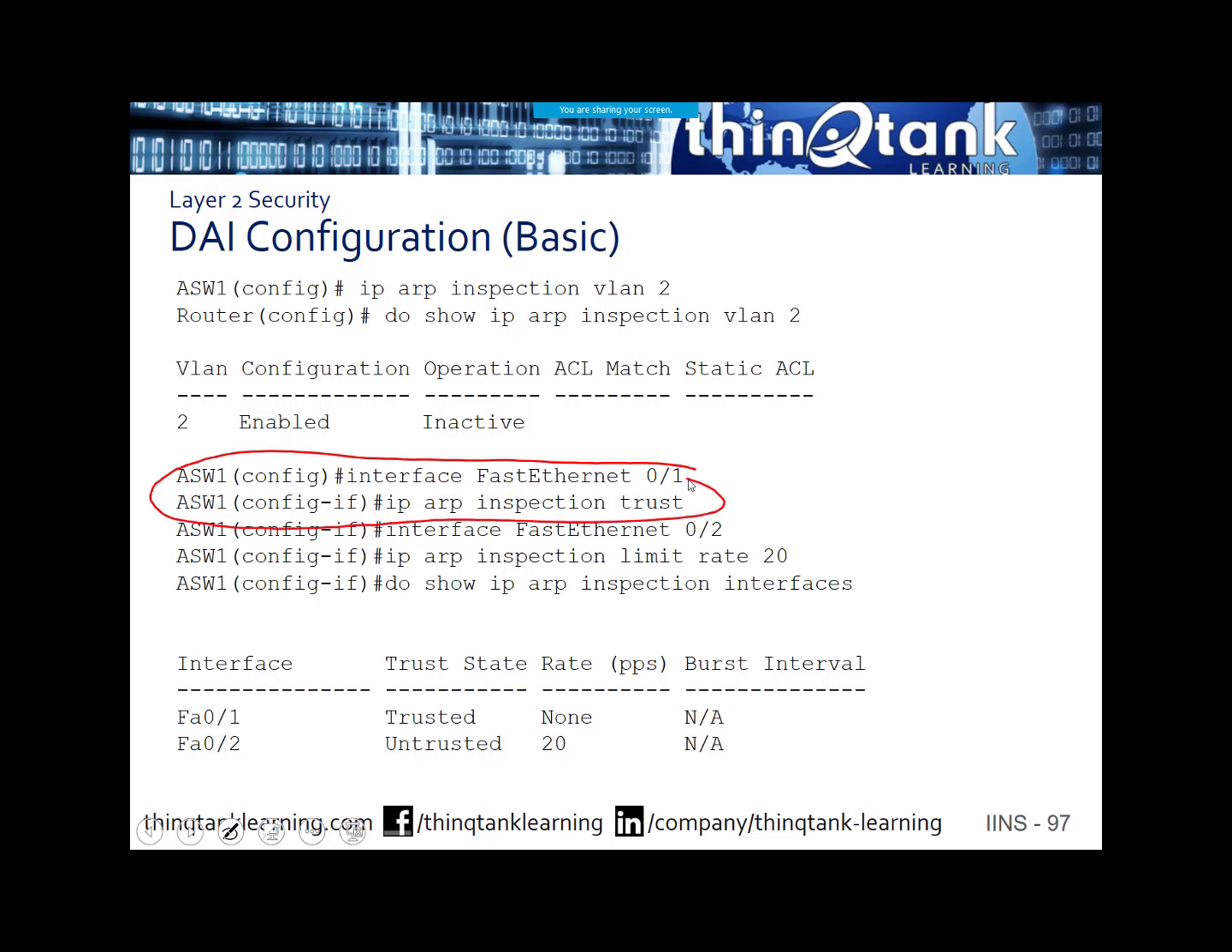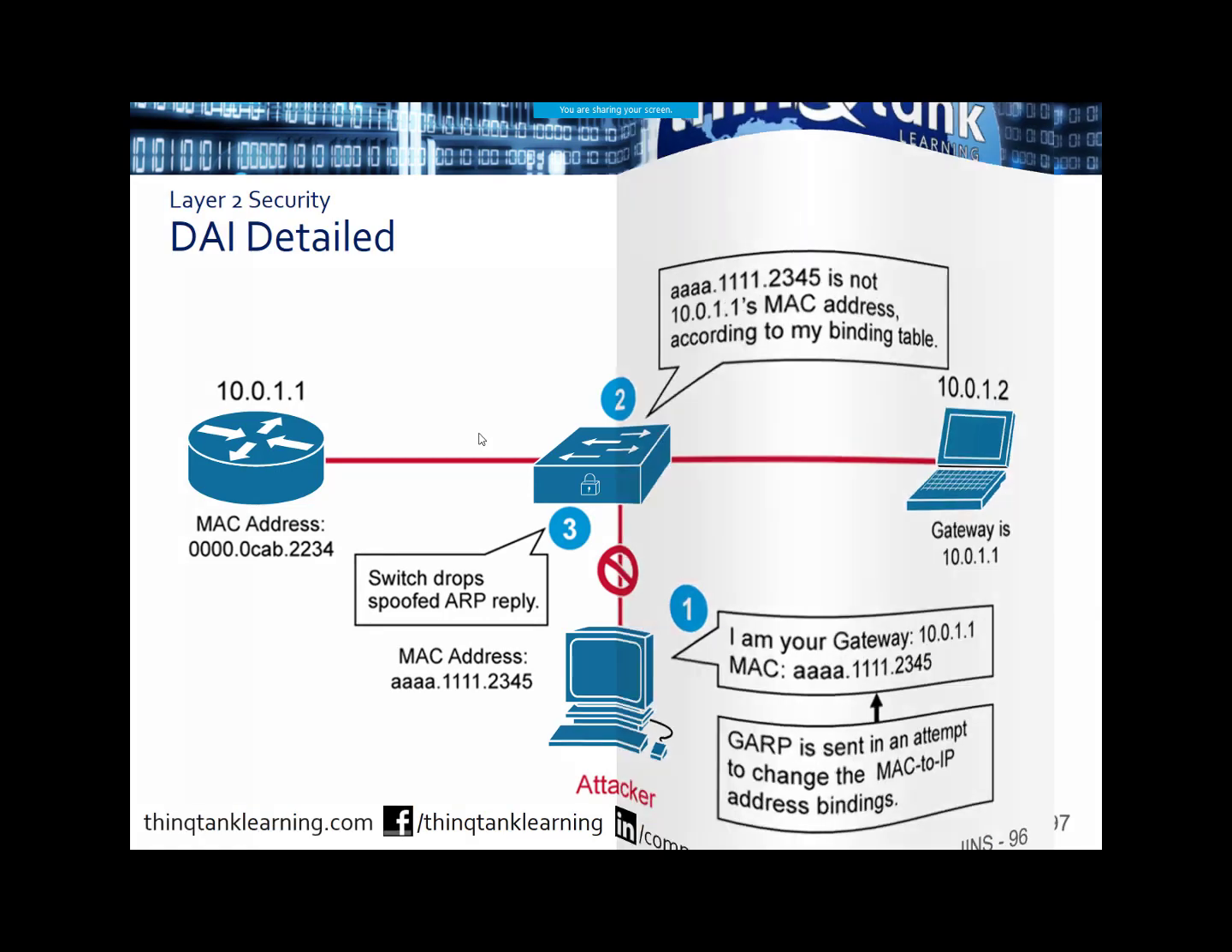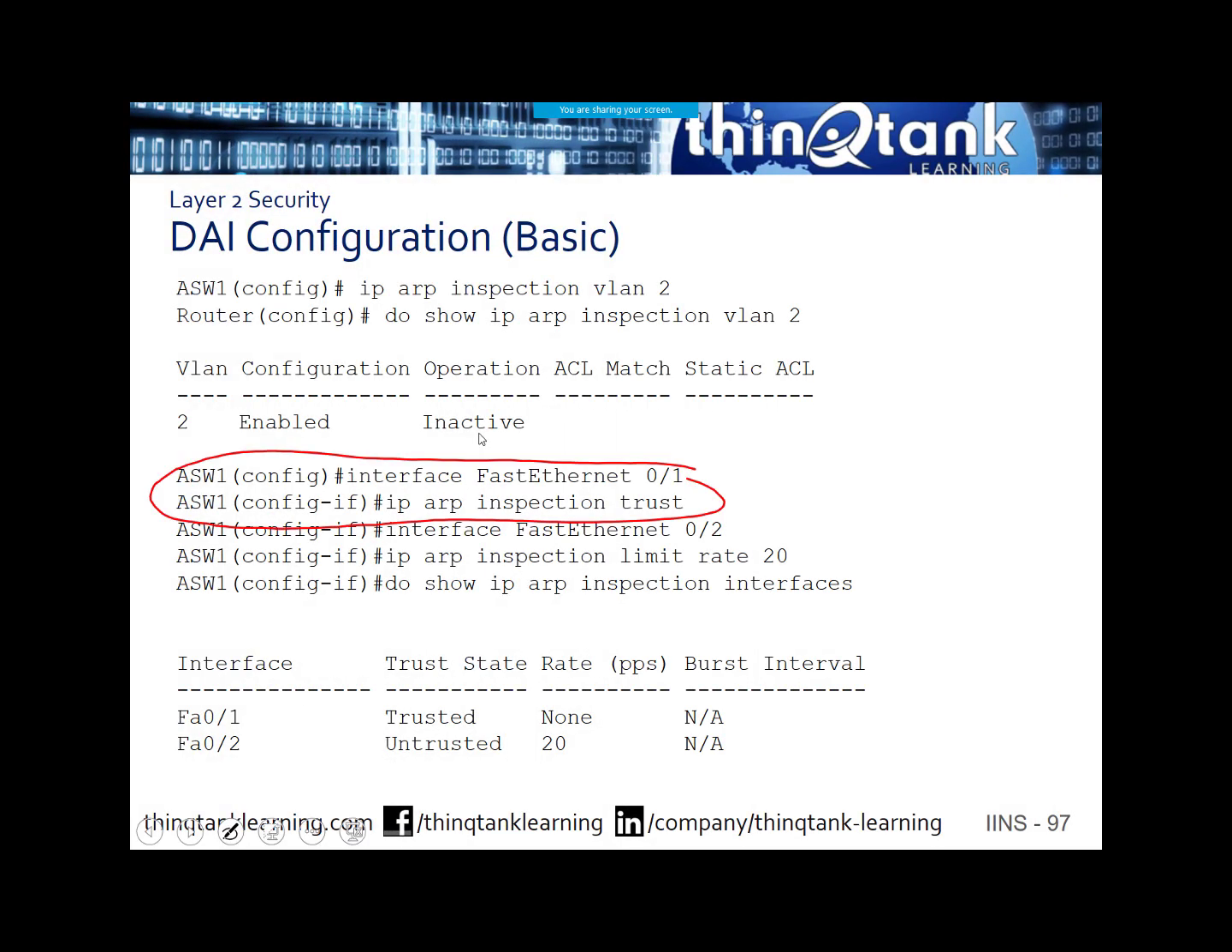So in this example here, maybe I don't want to add a static binding for this client. I could just make this a trusted port, and all ARP messages are allowed to go in and out of that port without being inspected. Better option would be to actually create the binding, though, so that you can do the inspection is what I meant to say.